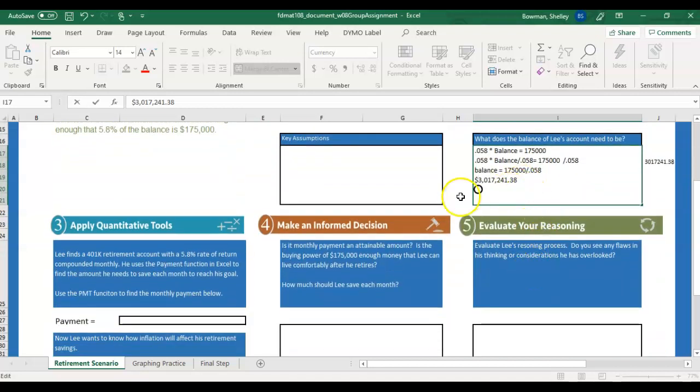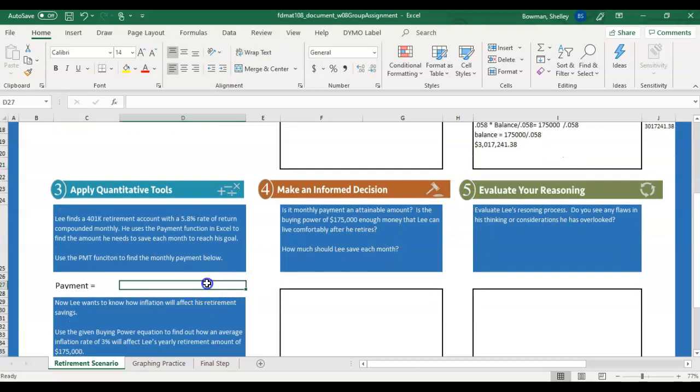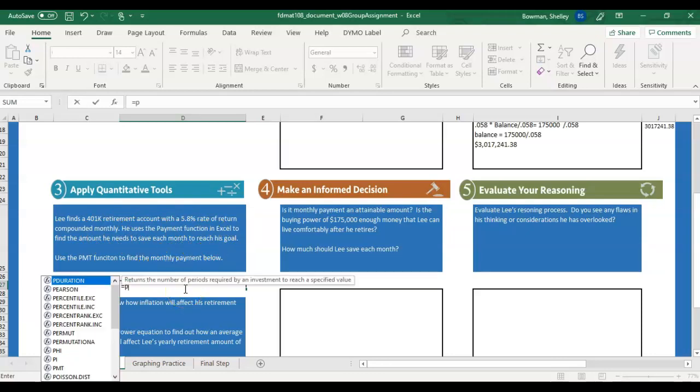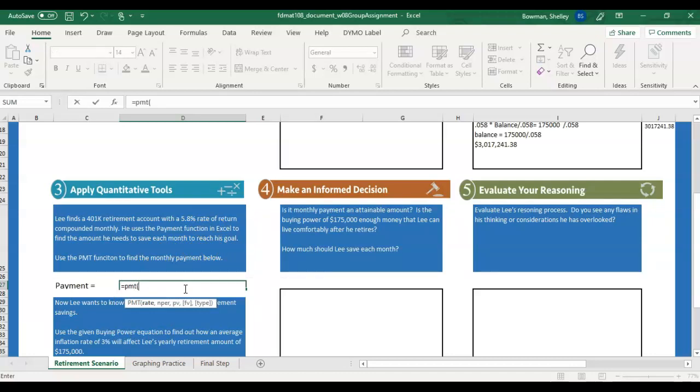Okay, so now we know we are looking towards being a $3 millionaire in his retirement, and we need to figure out how much he needs to put into this 401k so that when he decides to retire, he can start withdrawing his $175,000 every year. So we're looking for a payment, and it even tells us over here, and it goes through all of the information for his 401k retirement with a 5.8% rate of return, compounded monthly. He uses the payment function in Excel. So we're going to type in PMT, and we're looking at the rate of 5.8%. So again, we're going to change that to the decimal, 0.058, and always divide by N.